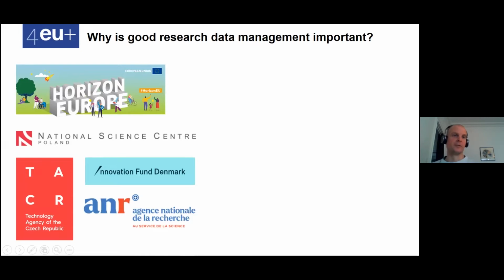Then there are a number of other national funders, some examples here: the National Science Center from Poland, the Technology Agency of the Czech Republic, Innovation Fund Denmark, or the French National Research Funder. They also have policies regarding research data management and open access to research data.